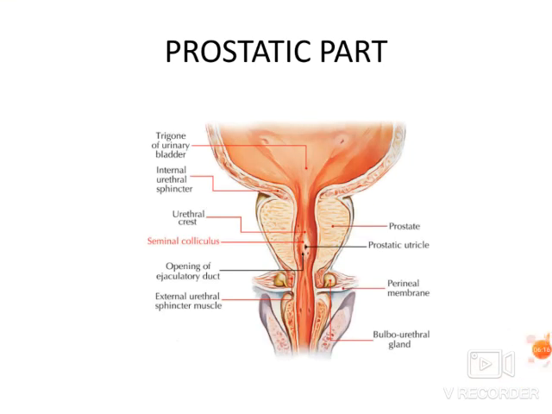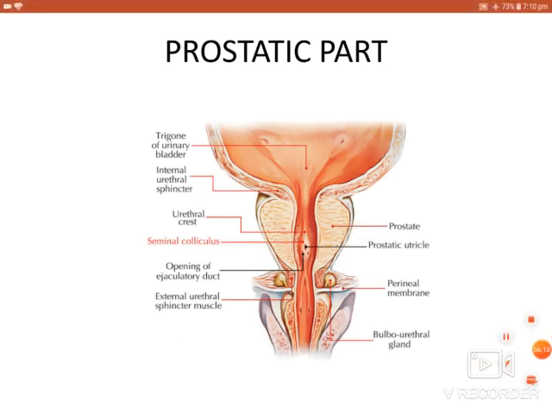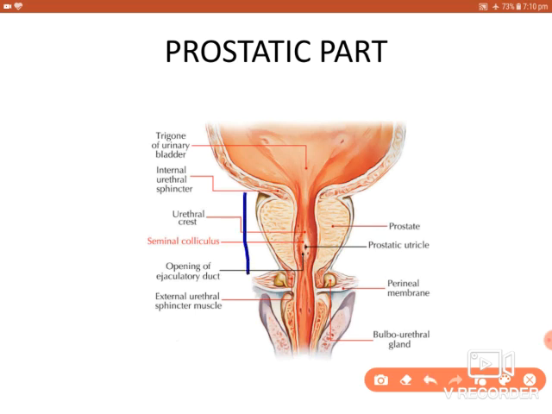Then coming to the features of this prostatic part of the urethra. Here, this is the frontal section, what you're seeing, the posterior wall of the urethra. Here, this part is the prostatic part. This is the internal urethral orifice. You can see the prostate gland. Then see the middle of the prostatic part.